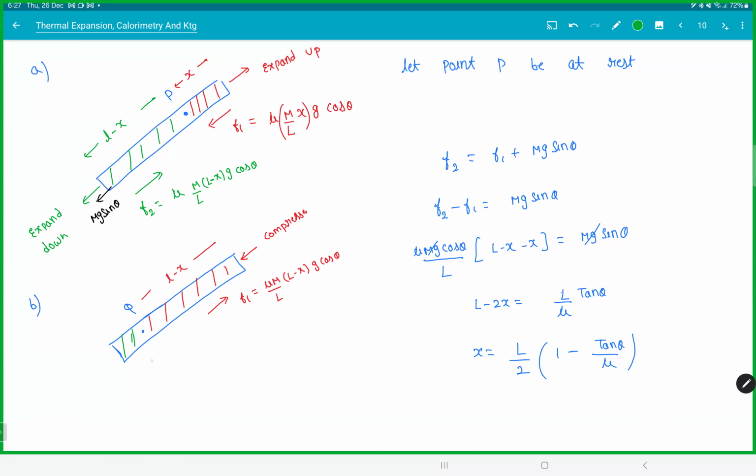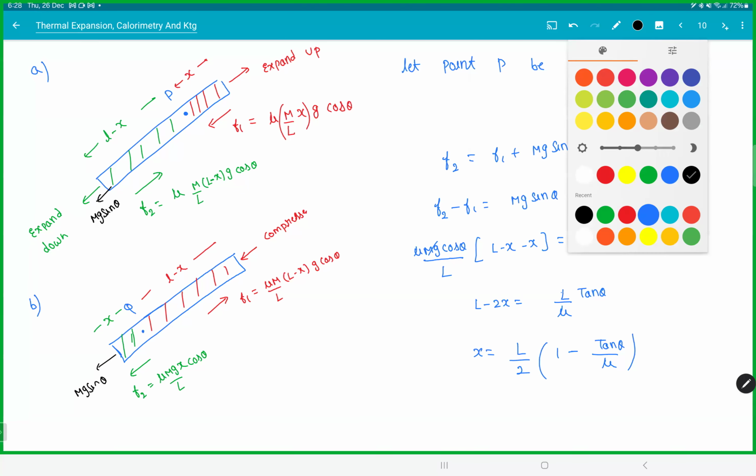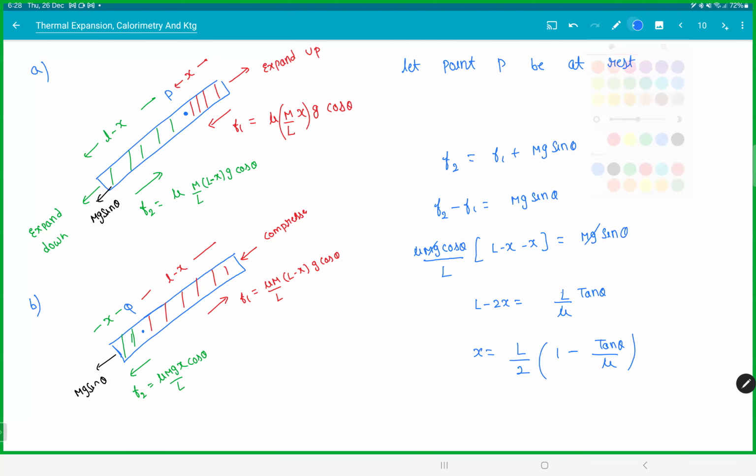Because when temperature decreases, it contracts. So this would be F2. This is x. Mu mg x by L cos theta. And then you have your same mg sin theta. So even here, the equation will be the same thing. Let me just change the variable. Let's call this thing F2. Let's call this thing F1. There, again, the same equation you'll get. F2 will be F1 plus mg sin theta, and x will come the same.